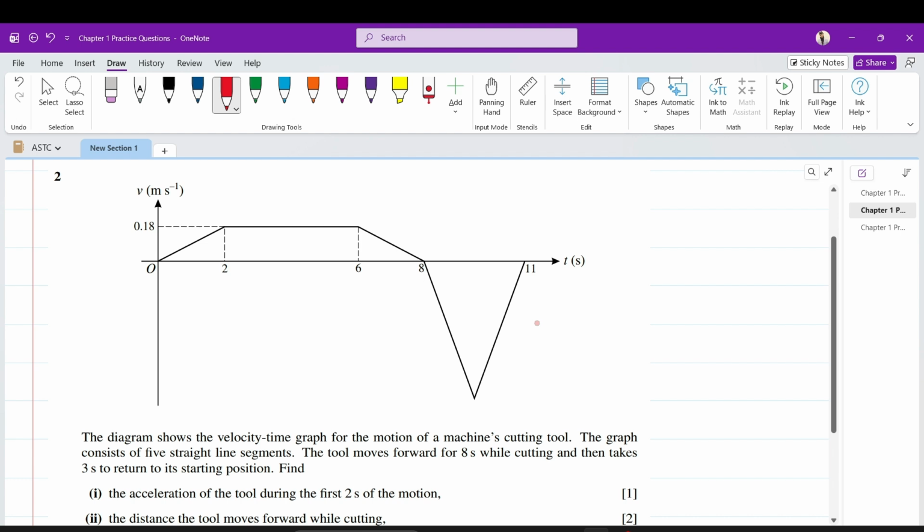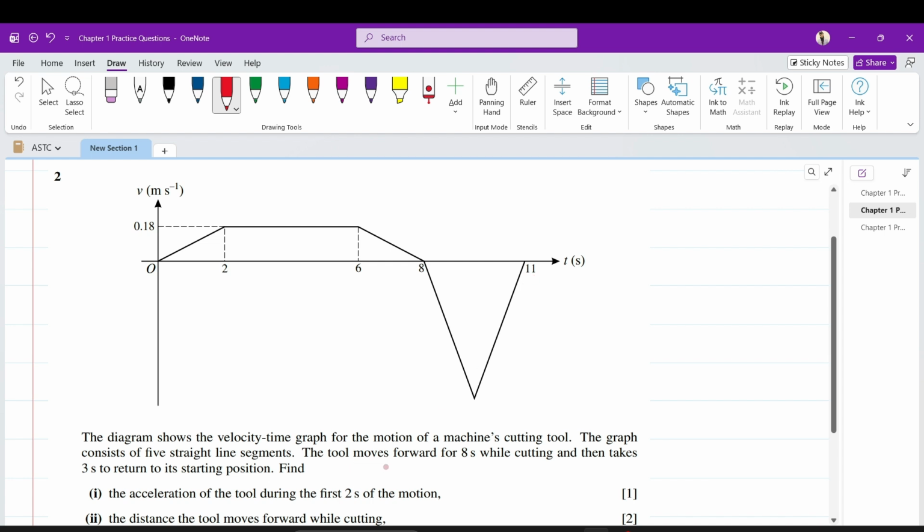Let's move to question number two. Now, question number two says the diagram shows the velocity time graph for the motion of a machine's cutting tool. The graph consists of 5 straight line segments. The tool moves forward for 8 seconds while cutting and then takes 3 seconds to return to its starting position. Okay, so the graph consists of 5 straight line segments. Okay, we can see this is 1, 2, 3, 4, and 5.